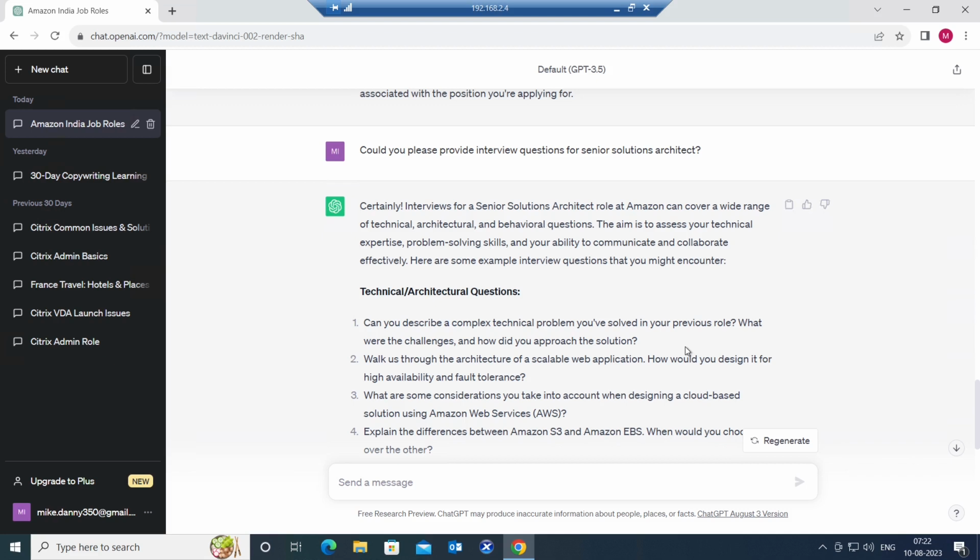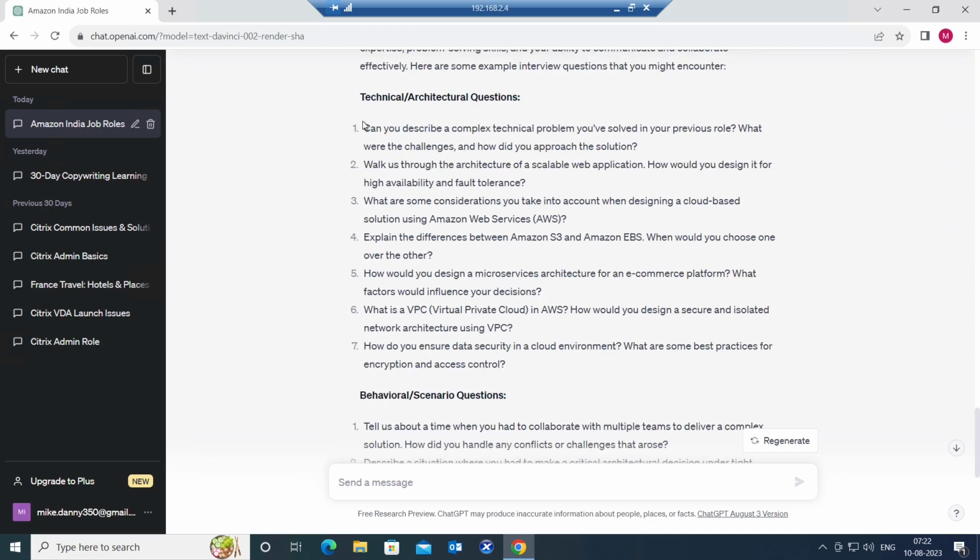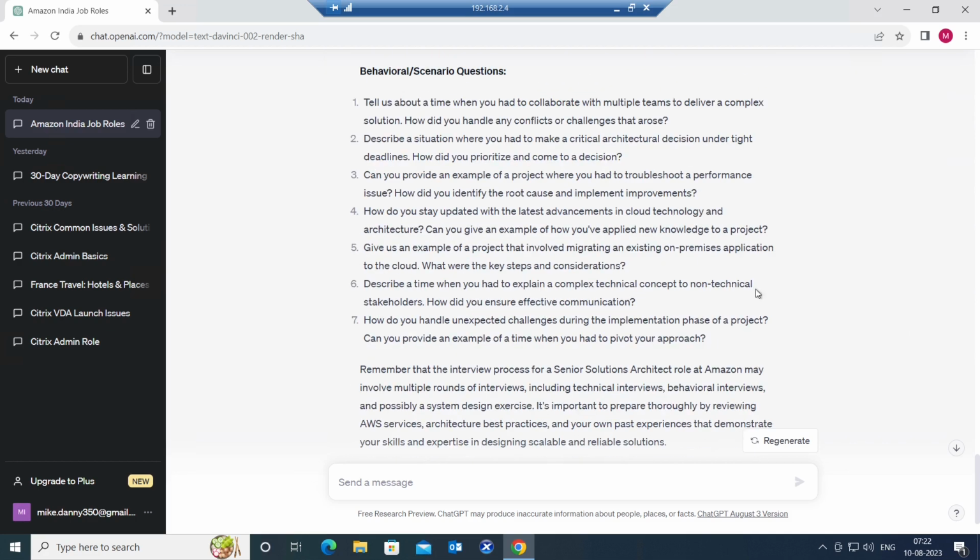So when you're attending an interview, you may not have any idea what the interviewer is going to ask. Now with the help of the ChatGPT tool, you already have the common questions that have been asked in this particular organization for this particular role. So you have all the technical architectural questions, most common questions. Walk us through the architecture of a scalable web application. How would you design it for high availability and fault tolerance? It's a beautiful question. What are some considerations you take into account when designing a cloud based solution using Amazon Web Services? Okay, now we have all the technical, architectural questions, and also behavioral questions.